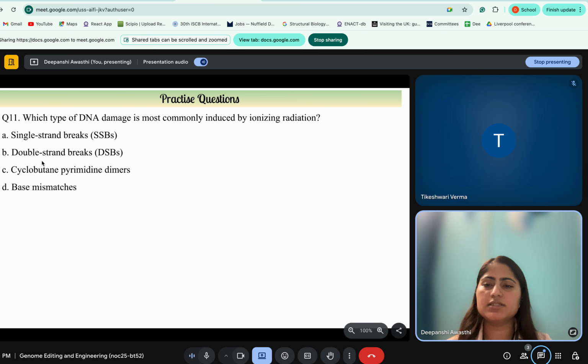Okay, so next question is, which type of DNA damage is most commonly induced by ionizing radiations? Option A is single strand breaks, option B is double strand breaks, option C is cyclobutane pyrimidine dimers, and option D is base mismatches.